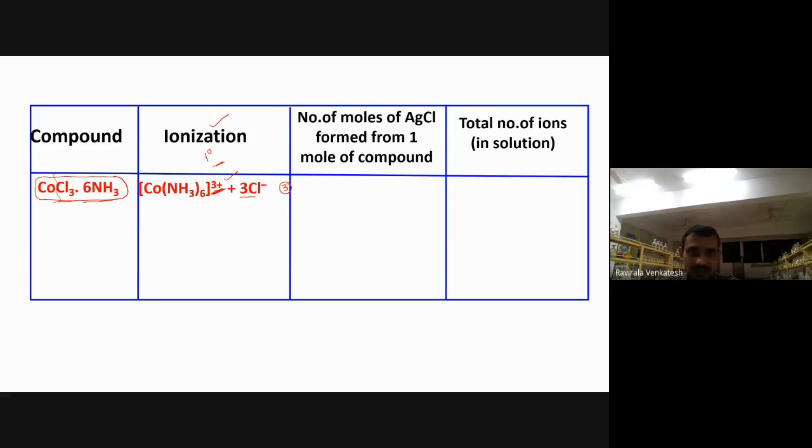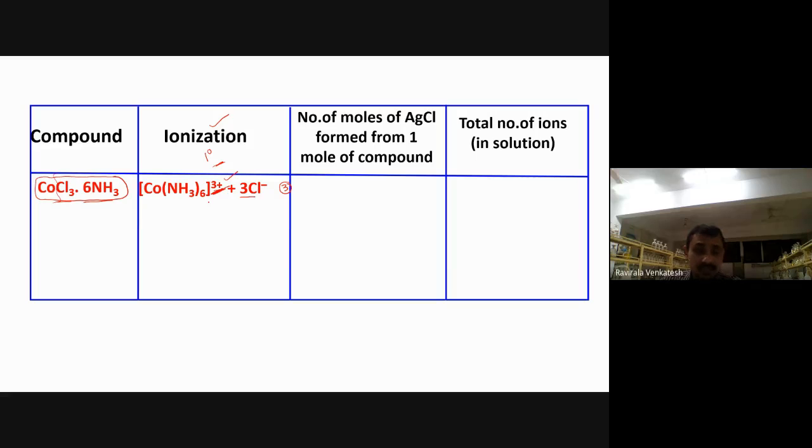Now 3 negative charges means oxidation state is 3. That means oxidation state you can take in terms of positive or in terms of negative, and both will be equal only. The positive should always be equal to negative. Don't add these two. Don't add 3 plus 3 to get 6. That is not correct. Either you can take positive charge or you can take negative charge, and both must be equal. This is what is actually primary valency.